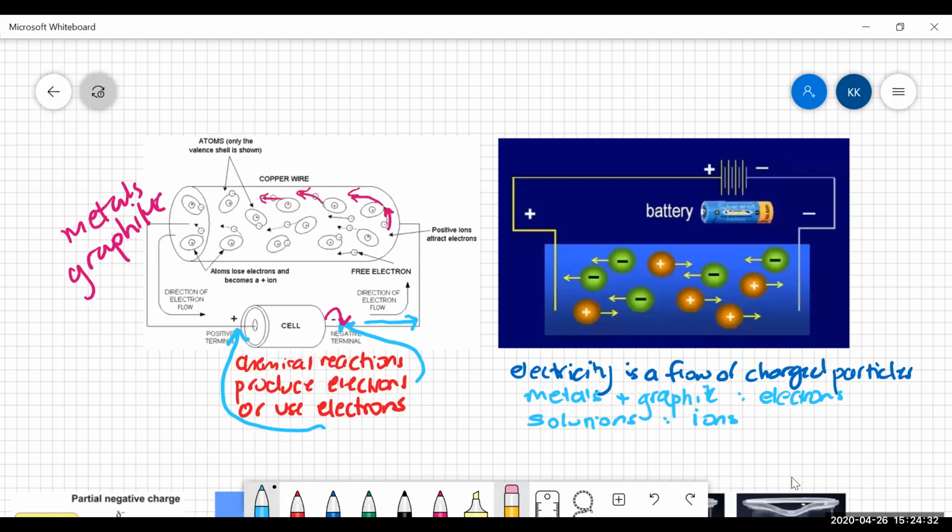And what we see in our diagram here is that when we take our battery and we connect it to these, that's called an electrode. We've got another electrode over here.